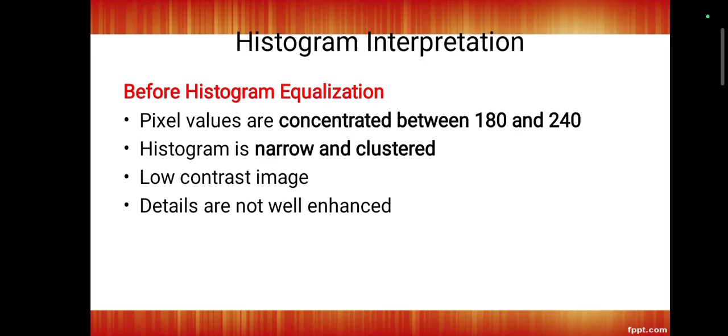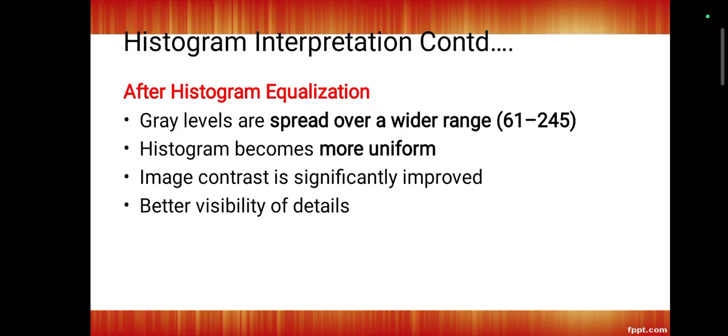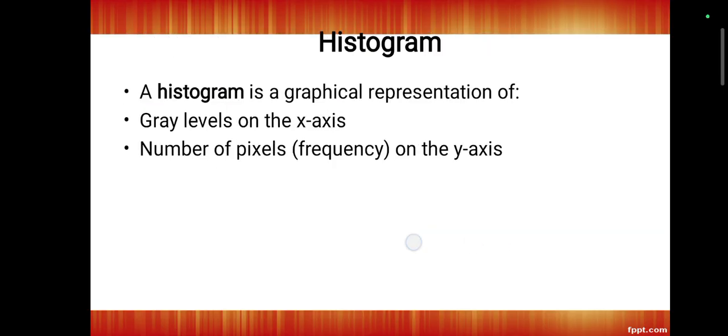So before histogram equalization, the pixel values are concentrated between 180 and 240. The histogram is narrow and clustered, so it is a low contrast image and details are not well enhanced. After equalization, the image consists of gray levels spread over a wide range of 61 to 245. So the histogram becomes more uniform and image contrast is significantly improved, with better visibility and detail.